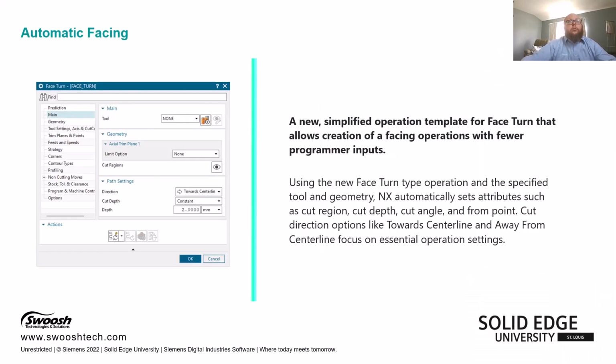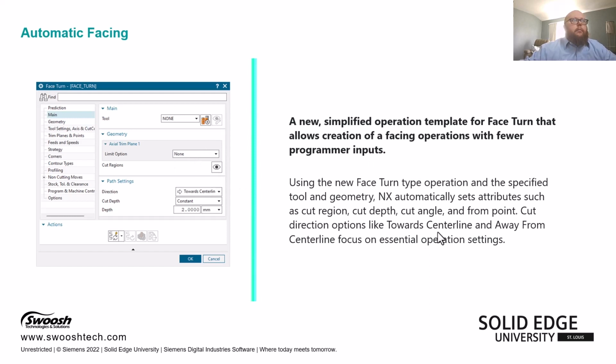We also have a new face turn operation. It's really simplified. It's very pragmatic. And it sets a bunch of attributes automatically, you know, cut angle, depth of cut, cut regions, things like that. And so there's only a couple options that you really need to set. Do you want to cut towards the center line or away from the center line? That's kind of the big question in facing on a lathe.